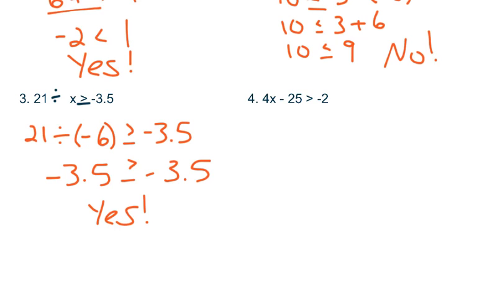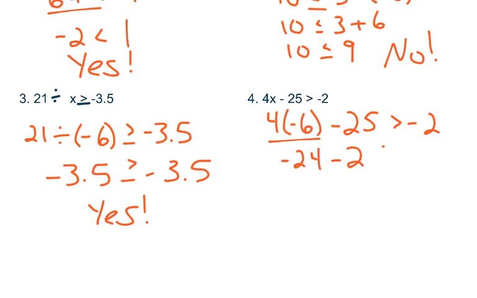Number 4: 4x minus 25 is greater than negative 2. So we'll plug in our x value of negative 6. 4 times negative 6, minus 25, is greater than negative 2. 4 times negative 6 is negative 24. Negative 24 minus 25 is negative 49.